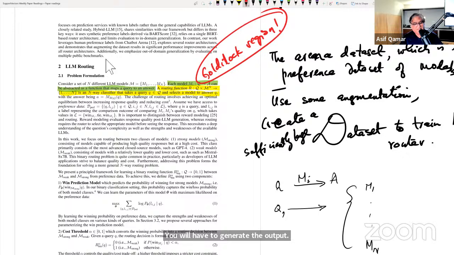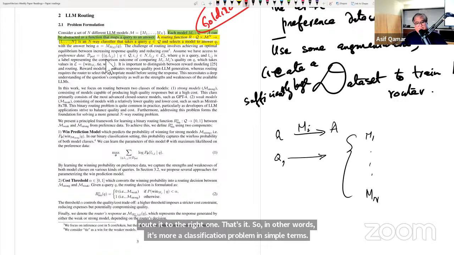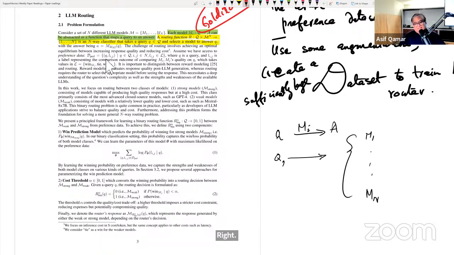Whereas here, the question is you don't produce the output. It's expensive. You route it to the right one. That's it. So in other words, it's more a classification problem in simple terms, right? This necessitates a deep understanding of the question's complexity as well as the strength and weakness of the available LLMs.